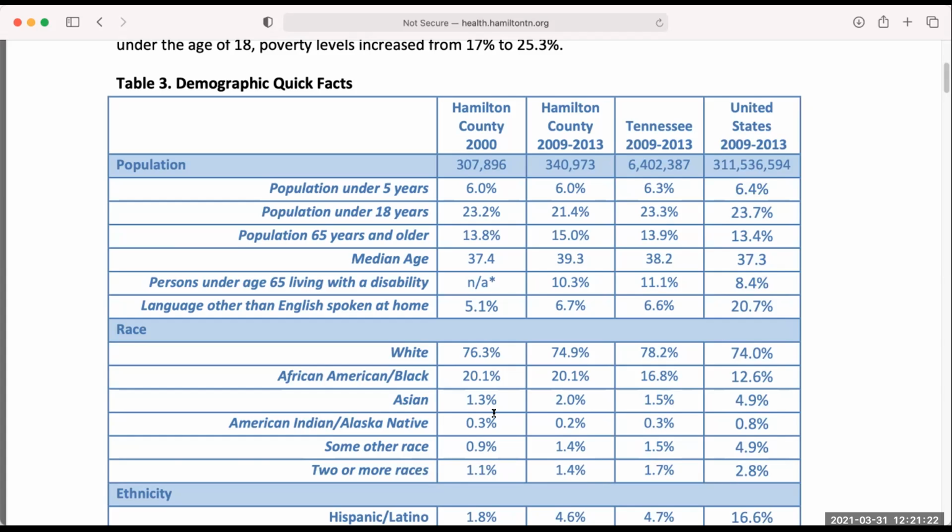Now, we don't want to use this column here because that's Hamilton County 20 years ago. But it's helpful to look at the trends and compare it to this one here and say, okay, well, there are about 10% more people there, about the same proportion of kids. There was definitely a slowdown in there. Got an aging population. Okay, that's increasing.